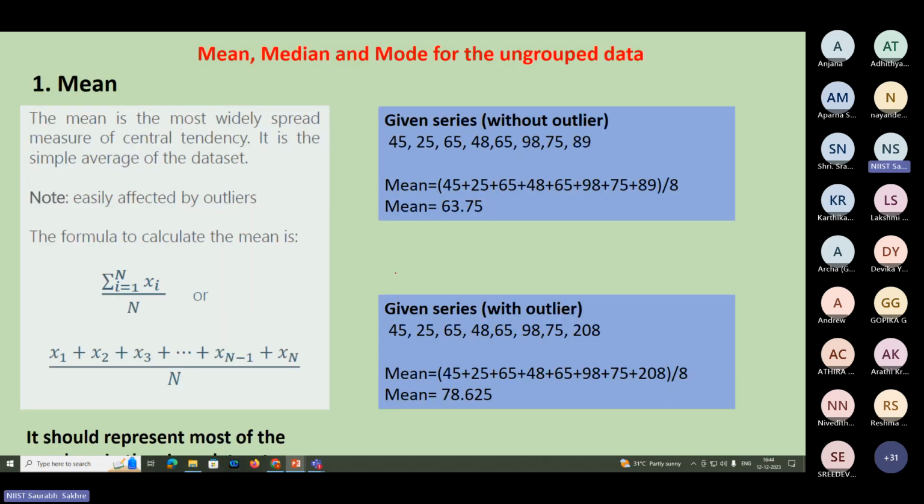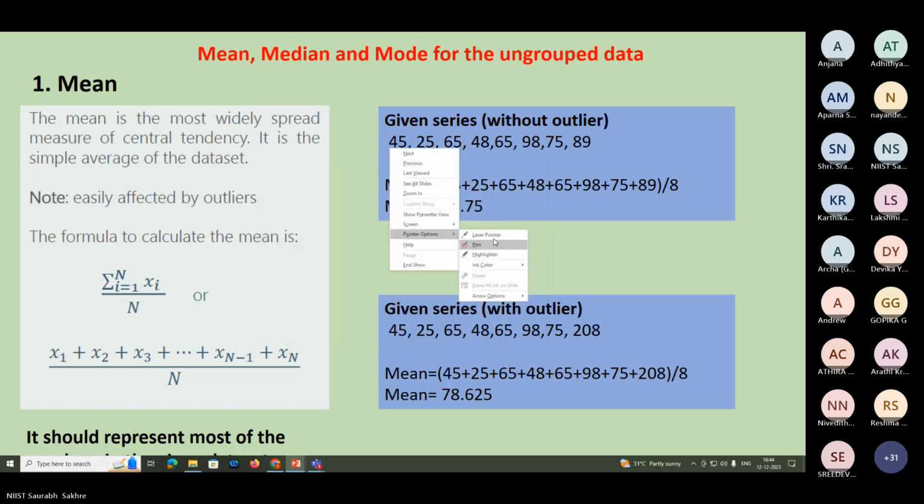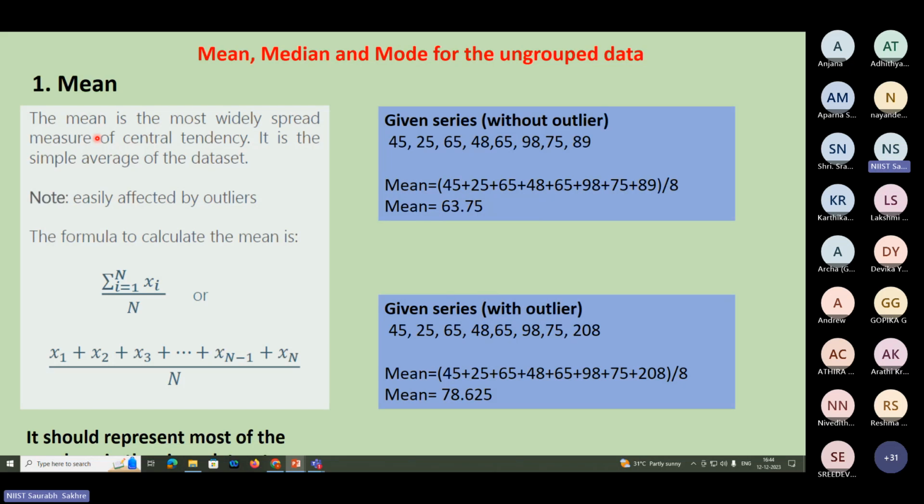Now, first we will start with the mean. First, I'll just read about the definition, then we'll see. The mean is the most widely spread measure of central tendency. It is the simple average of the data set. So whatever data set I'm having, I will simply take the average of that data set.